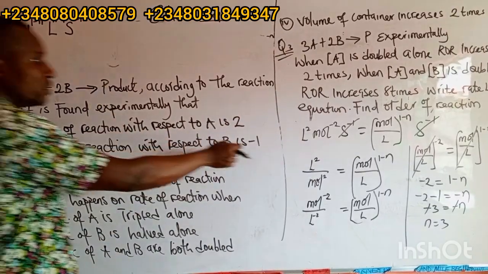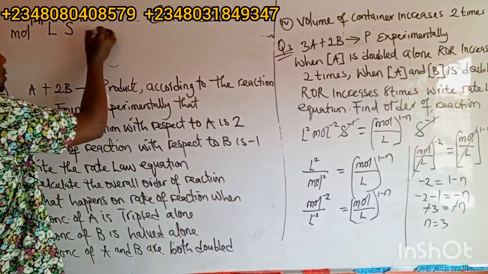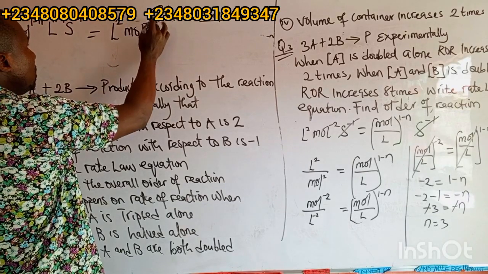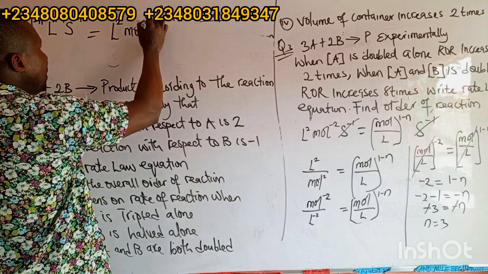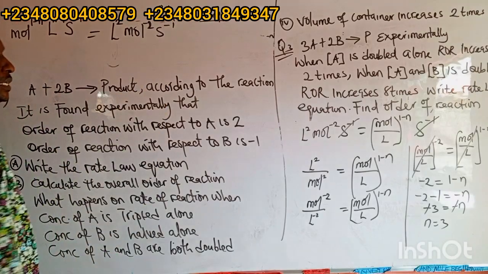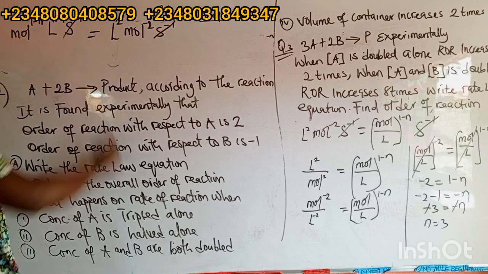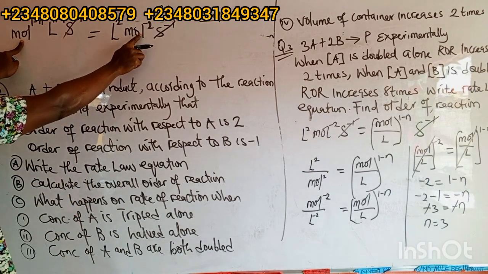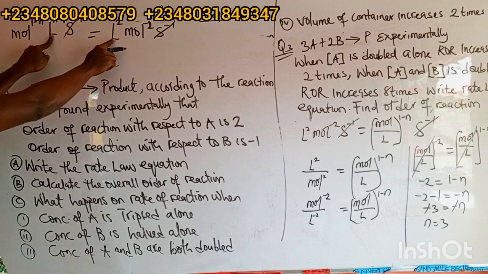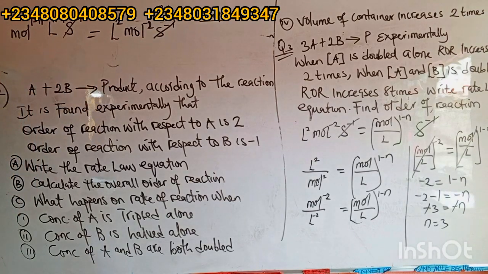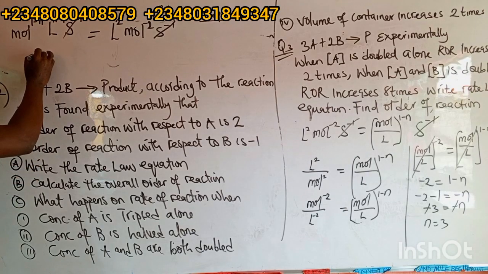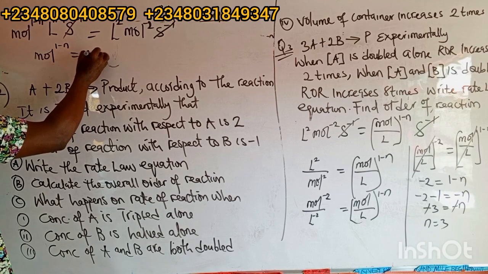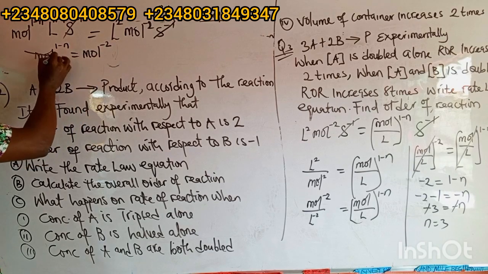Then equate it with the unit from the question. The unit from this question is liter raised to the power 2, mole raised to the power minus 2, then mole raised to the power minus 2 per second. In this case, per second cancels per second. I can take any one: I can use mole, or I can use liter. You can pick any one. Let me use mole. I have mole raised to the power 1 minus n. Pick the mole from there: mole raised to the power minus 2. Mole cancels mole.